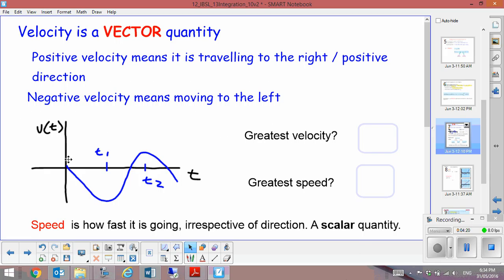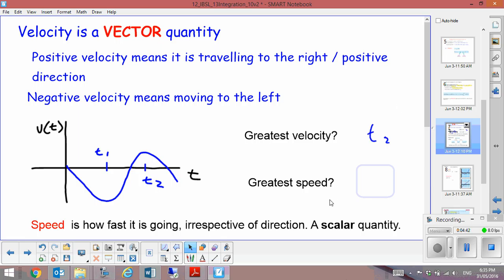I've drawn in a function, looks a little bit like a sine curve. Velocity versus time. Here's our time 1, time 2. Whereabouts does it have the greatest velocity? Have a look at your graph. Where do you think it's the greatest? Hopefully you've gone right. Here's the highest velocity. So at time 2, it has the greatest velocity.